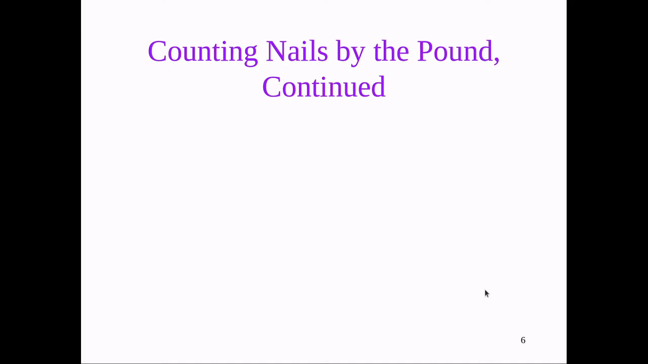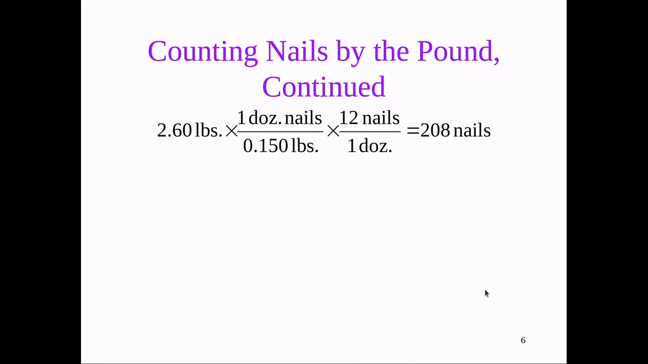So let's see what that looks like mathematically. So we start off with the amount of nails that we had, the weight of it. We know that there's 0.150 pounds for every 1 dozen nails. And we know that there are 12 nails for every 1 dozen. If we look at these units, we can see that they're canceling now. And we get a total of 208 nails, right? Because it canceled every other unit in this. So that means that in 2.60 pounds, there are 208 nails.